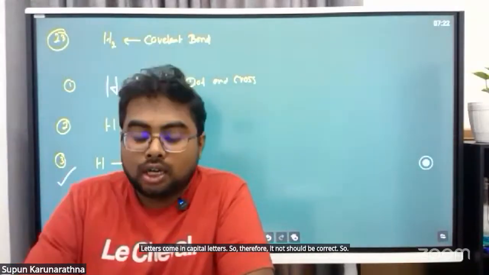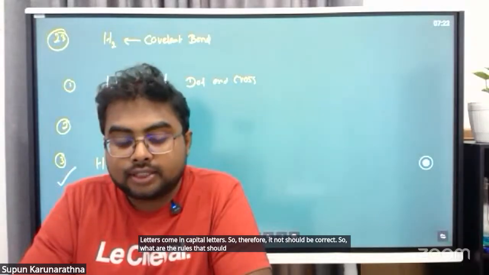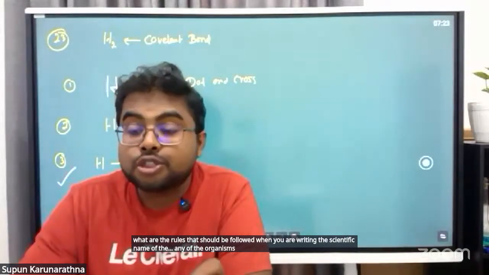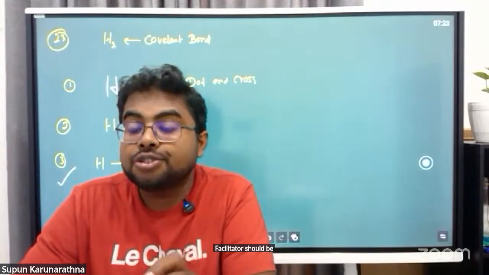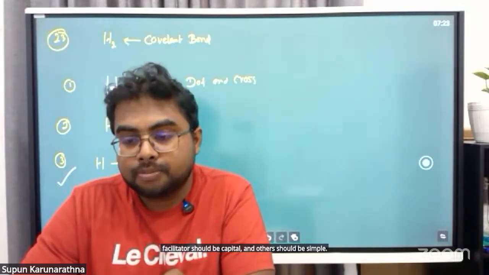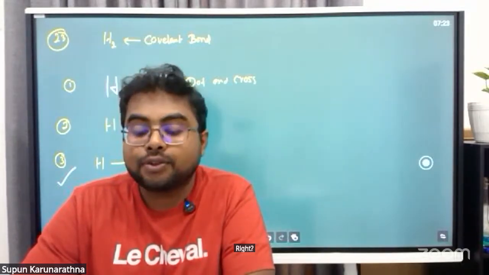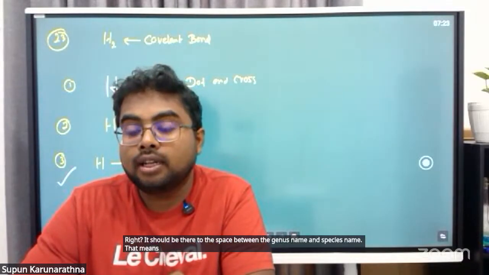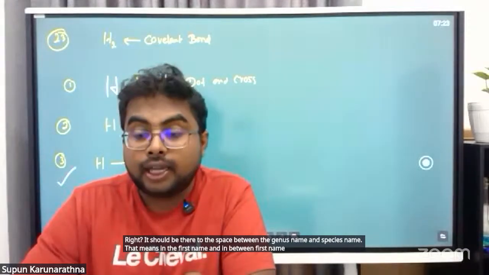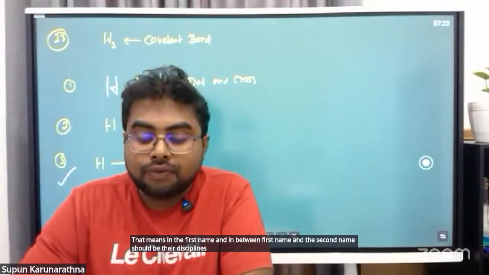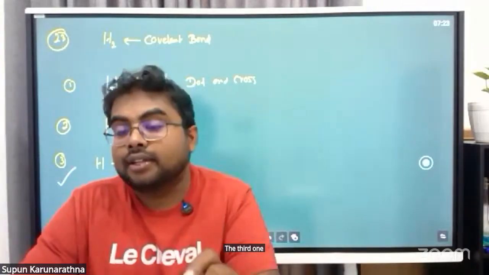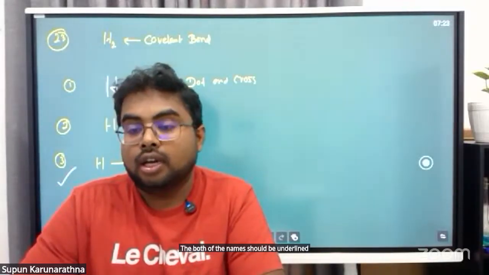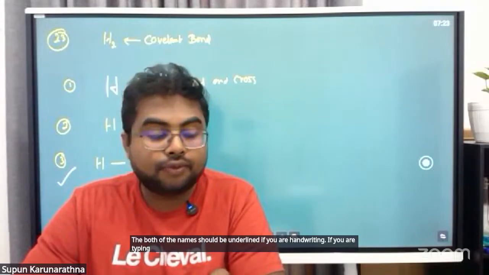So what are the rules that should be followed when writing the scientific name of any organism? The first letter should be capital and the others should be simple letters. There should be a space between the genus name and the species name, that is, between the first name and the second name. If you are handwriting, both of the names should be underlined.